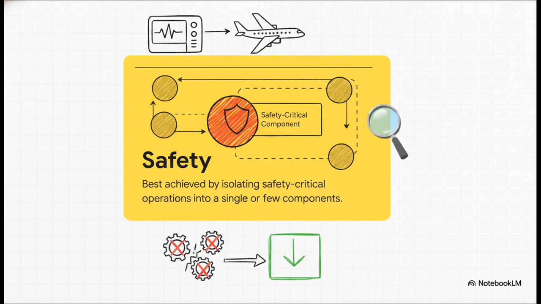Then we have safety, which is absolutely crucial for things like medical devices or aircraft systems. Safety is best achieved by isolating your safety-critical operations into a single component, or very few components. This strict isolation severely reduces the cost and complexity of safety validation, and it ensures that if a catastrophic failure occurs somewhere else, that isolated safety component can still trigger a safe shutdown.